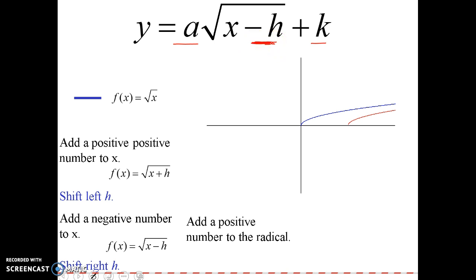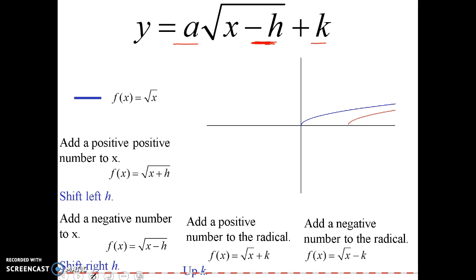And then if we take a look at the k value, adding numbers outside of the square root sign, it's either going to go up k units if it's positive, or it's going to go down k units if it's negative. And so the k value, just like in many of the other equations that we've done this year, is going to shift the graph up or down that many number of units.